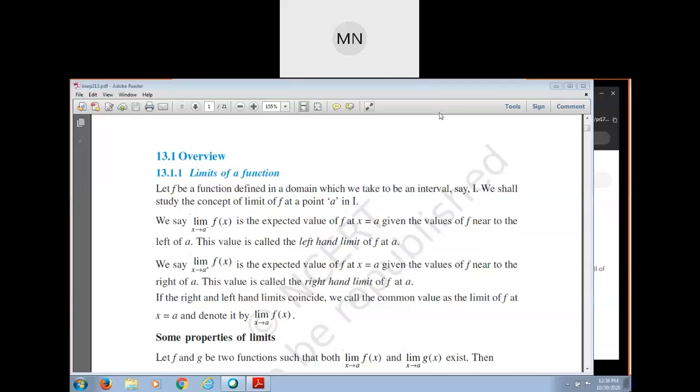So in the previous class, we discussed what a function is. Okay, your next topic is the limit of a function.